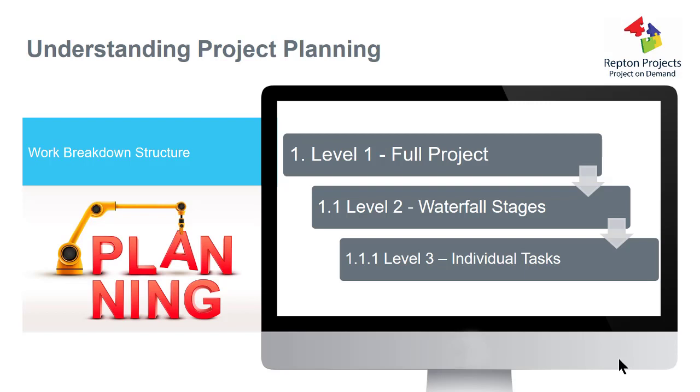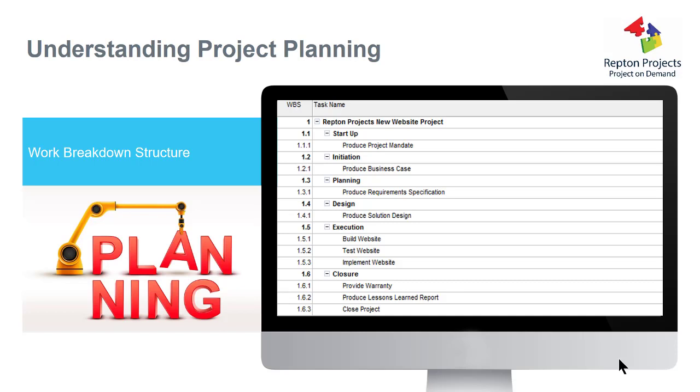The level 3s and beyond are the actual tasks that we need to perform. If we look at it from an actual planning tool perspective on the work breakdown structure, as you can see on the left hand side, we've got a WBS column, which stands for work breakdown structure, funnily enough, and we've got all the numbers associated with the tasks in there. If we look at the level 1 tasks, it is the entire project, Repton Project's new website project.